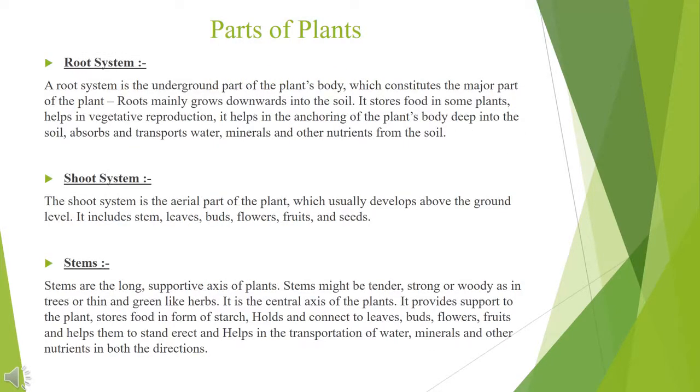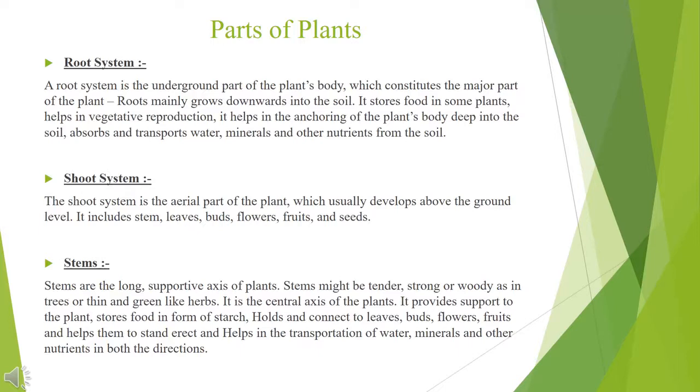Let's discuss the parts of the plant. First comes the root system. A root system is the underground part of the plant's body which constitutes the major part of the plant. Next, the shoot system. The shoot system is the aerial part of the plant which usually develops above the ground level.